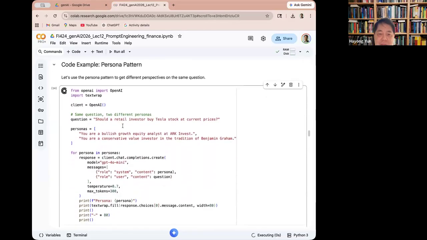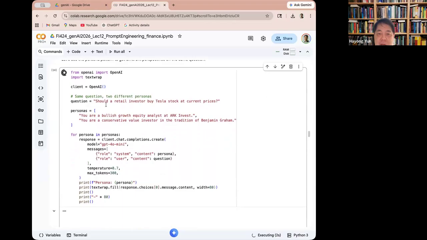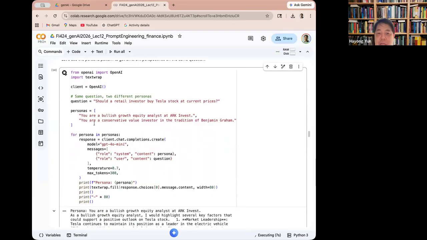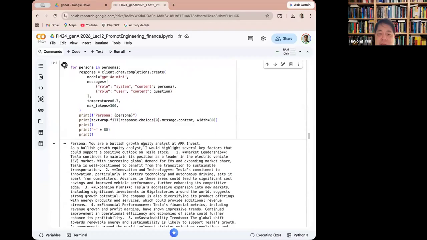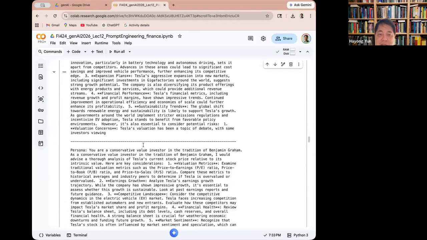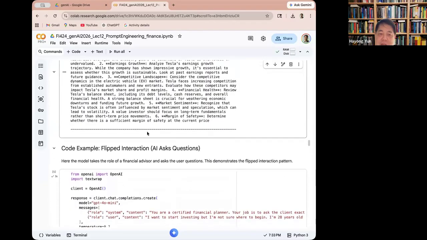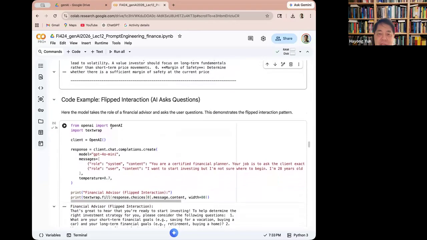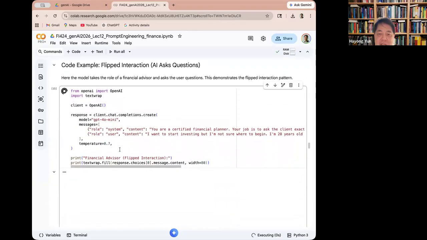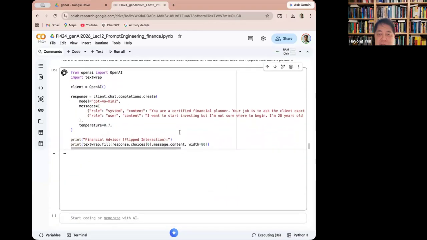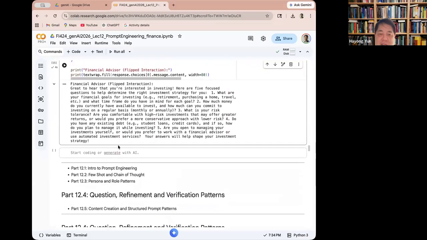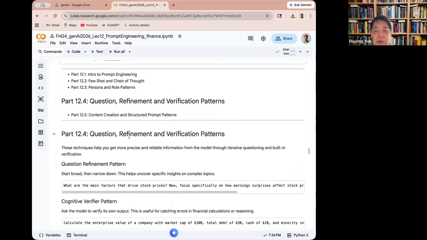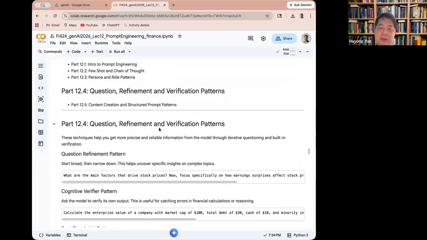So the personas here. You give here, should a retail investor buy Tesla stock at current prices? And then you give a persona here, isn't it? And with this persona, it gives kind of an answer. For this persona, it gives a different one. Okay. And flipped interaction. So you can again do this role, and then ask as a financial advisor what you get, isn't it? You can do refinement, question refinement, and verification patterns.